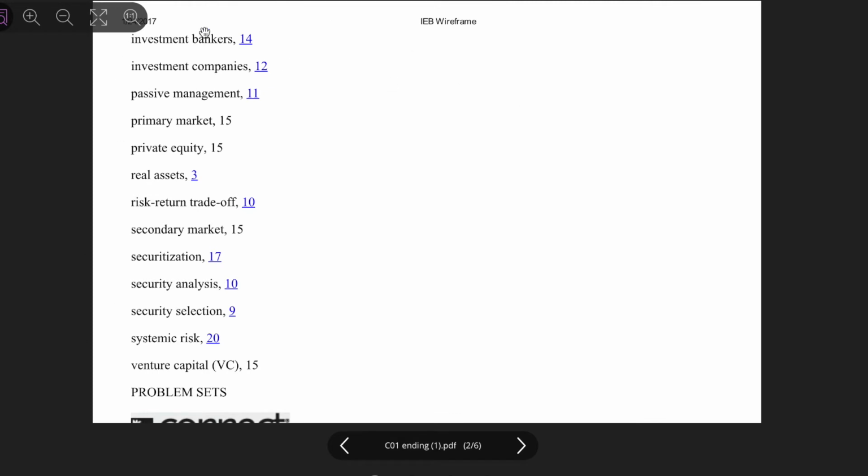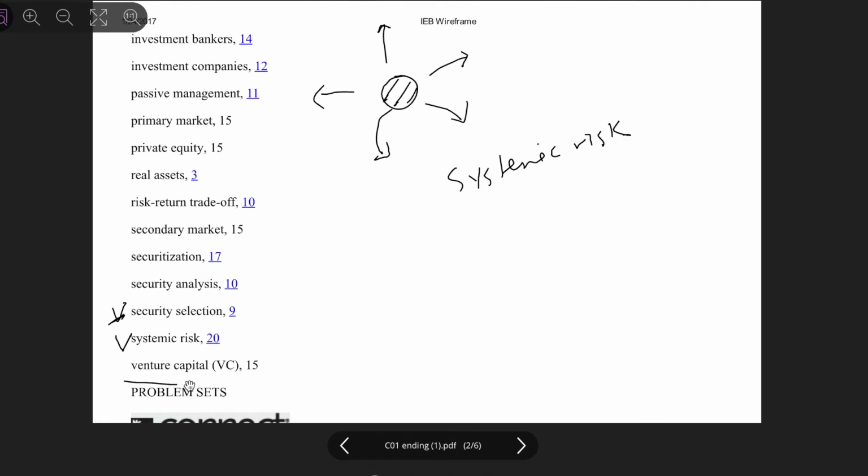And if we had looked at the crisis of 2008, we know what systemic risk is, right? So one failure of one market leading to a whole bunch of different market failures is called a systemic risk. And venture capital is something very related to private equity. When they first start, when they venture their capital, they have to do the private equity offering. Okay, so let's look at the questions.